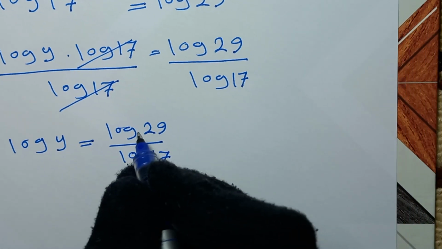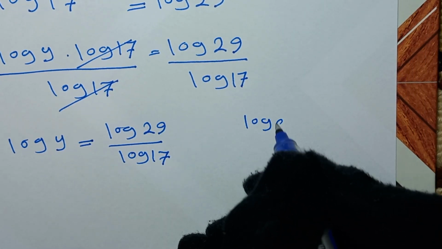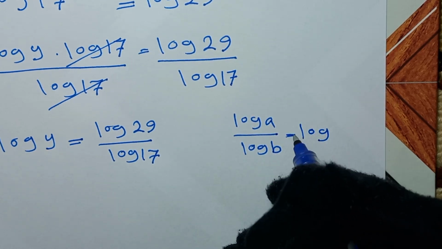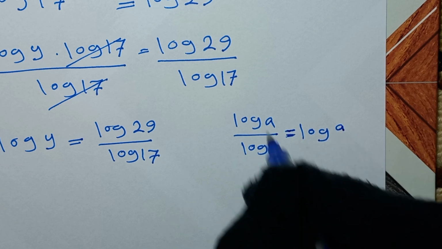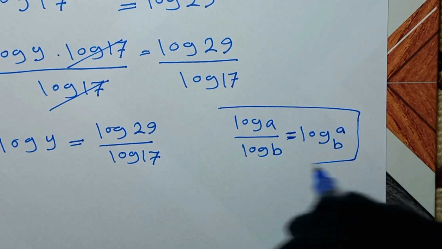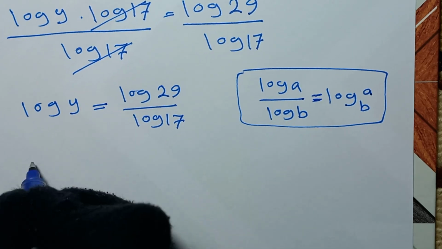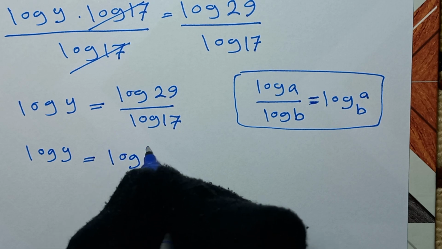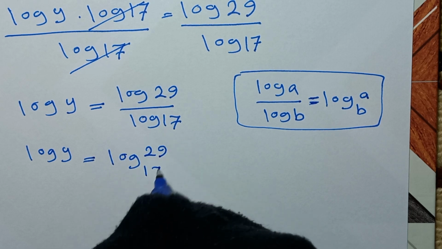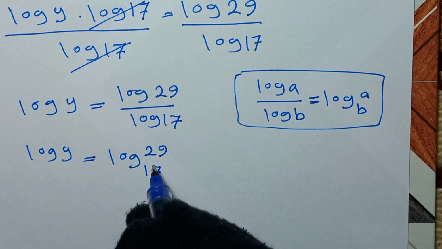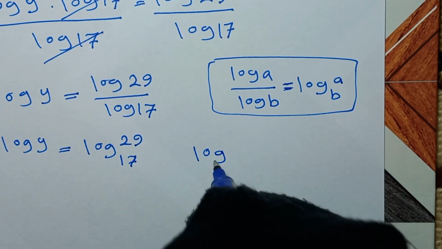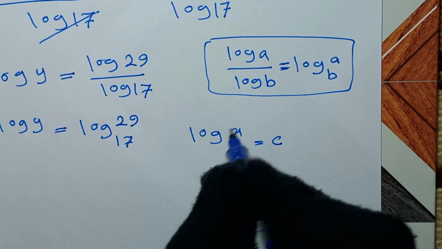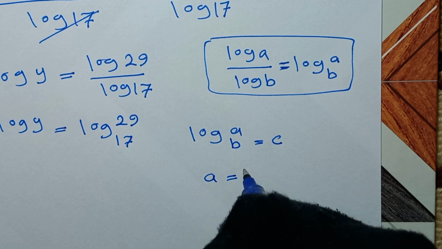And here, from log rules, if we have log a over log b, this is equal to log a to base b, right? So we can write this as log y is equal to log 29 to base 17. And from log rules, if we have log a to base b is equal to c, we can write a is equal to b to the power of c.